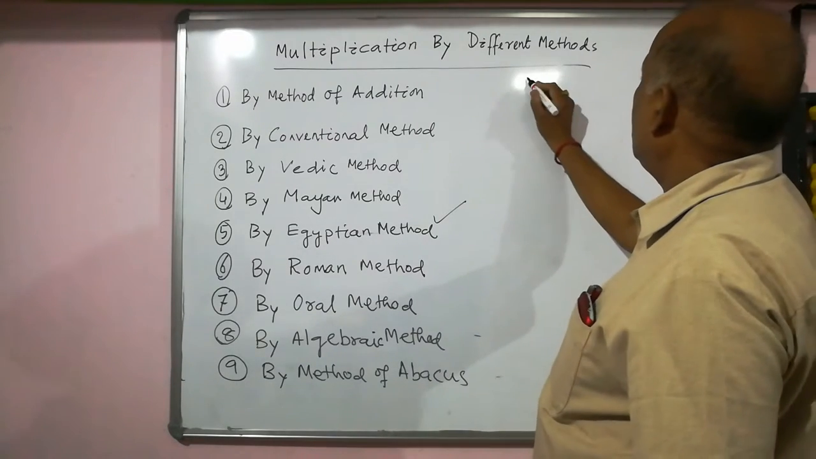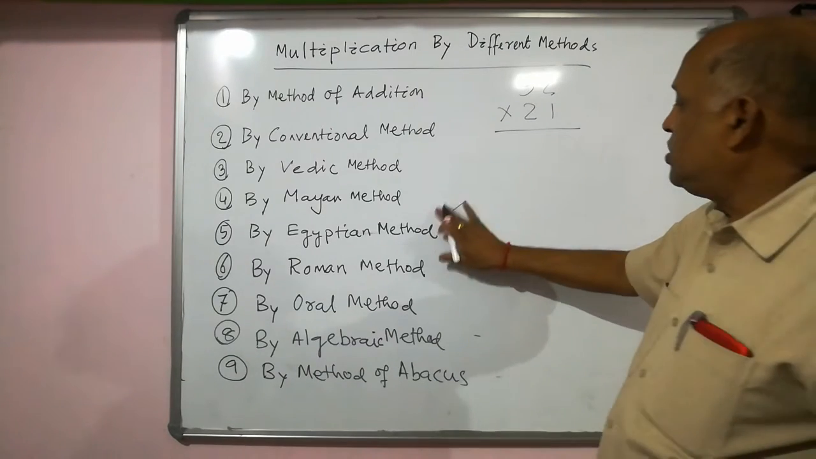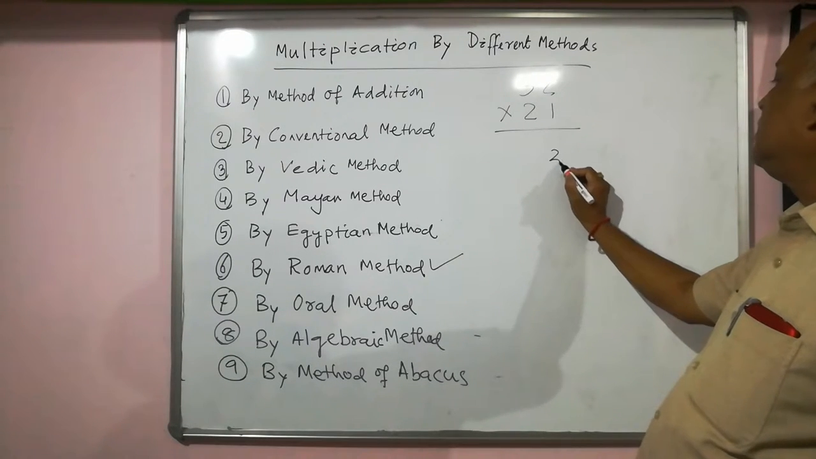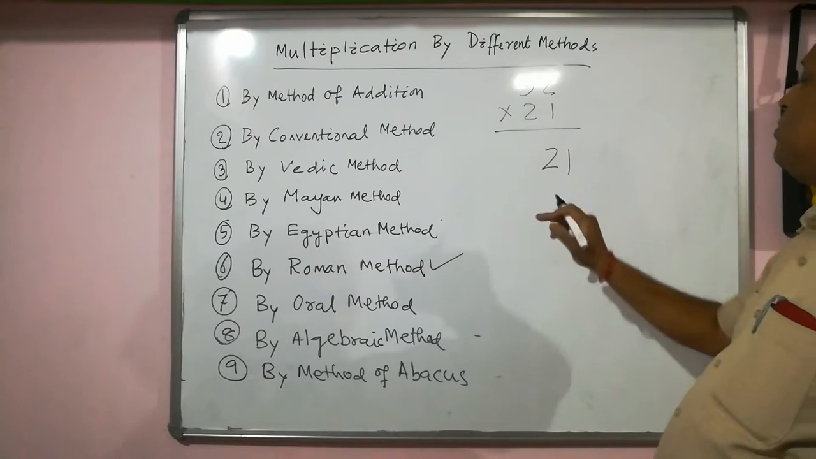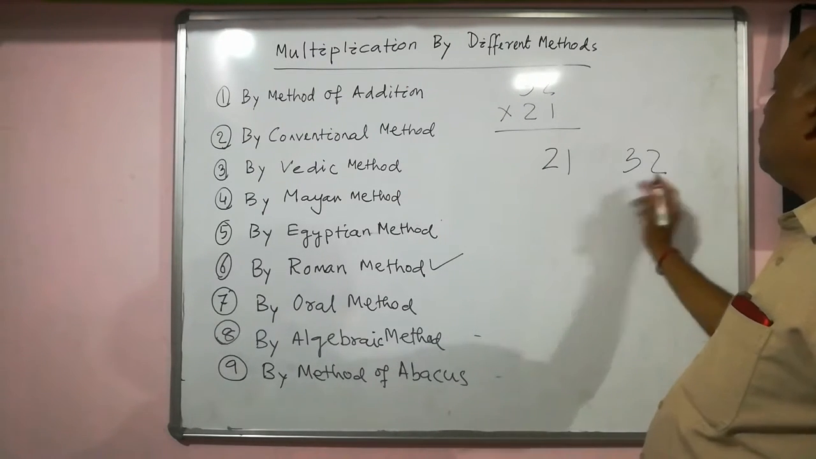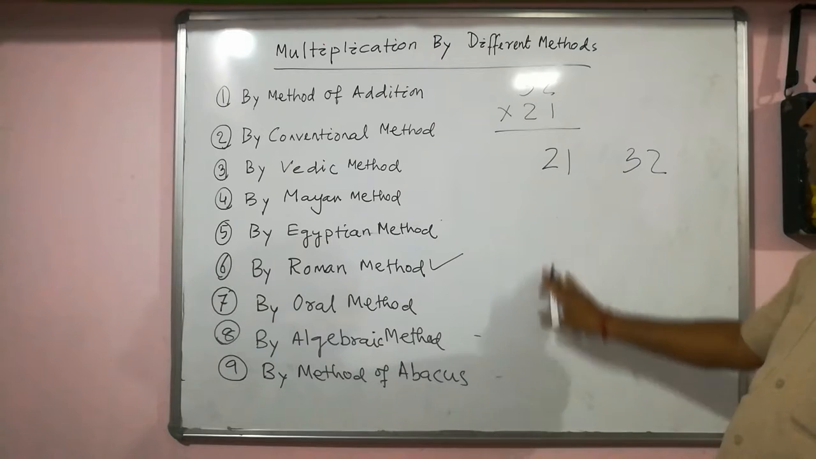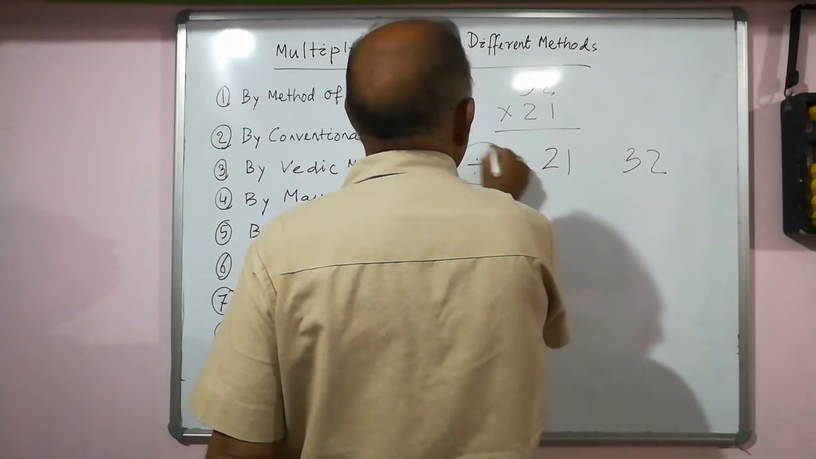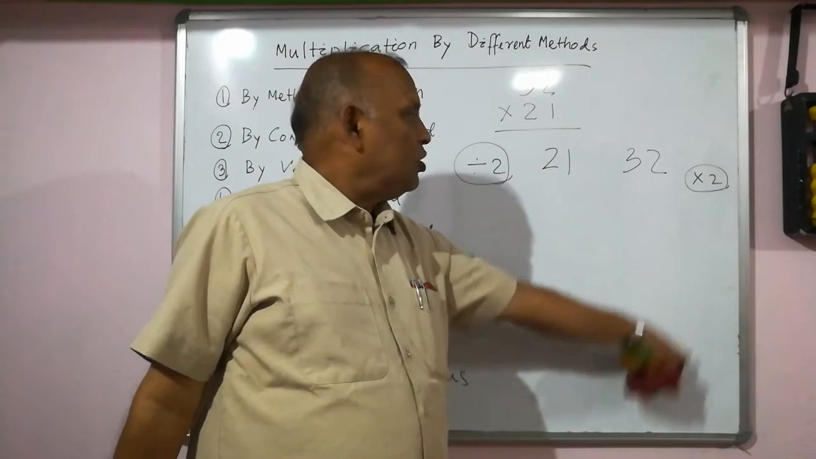Roman method. See, same number you take, it is 32 into 21. We shall do it by the Roman method. What do the Romans do? They write this. In the left one, you take the smaller number, that will be better. So 21 into 32. We may take 32 into 21, but you always take the lesser number to the left side. What you do on the left side is divide it by 2, and on the right side you multiply it by 2.